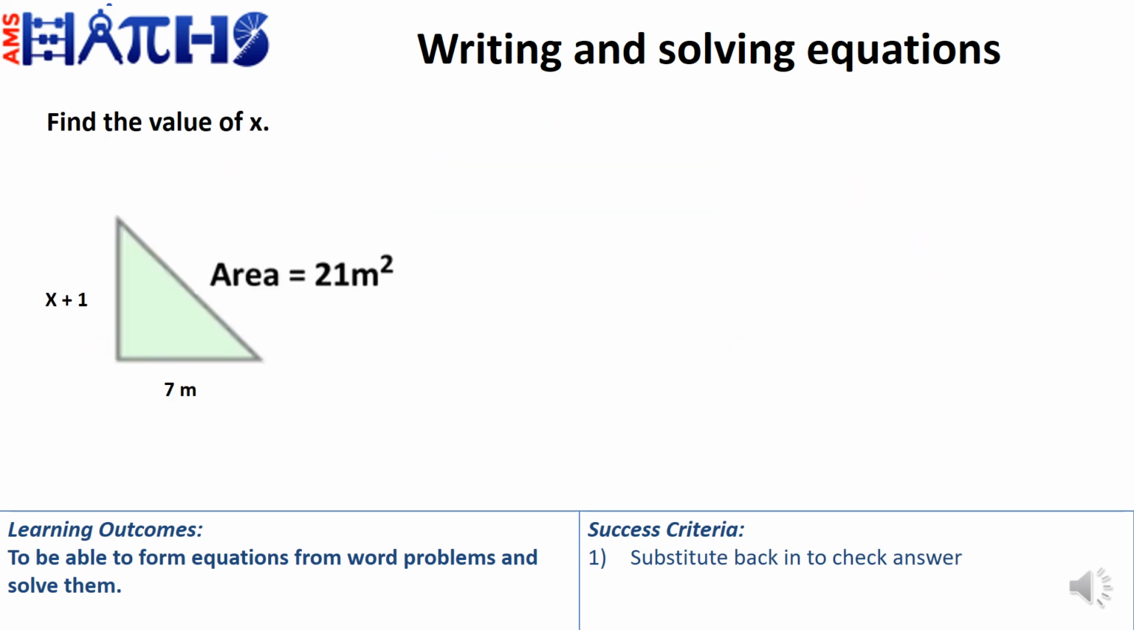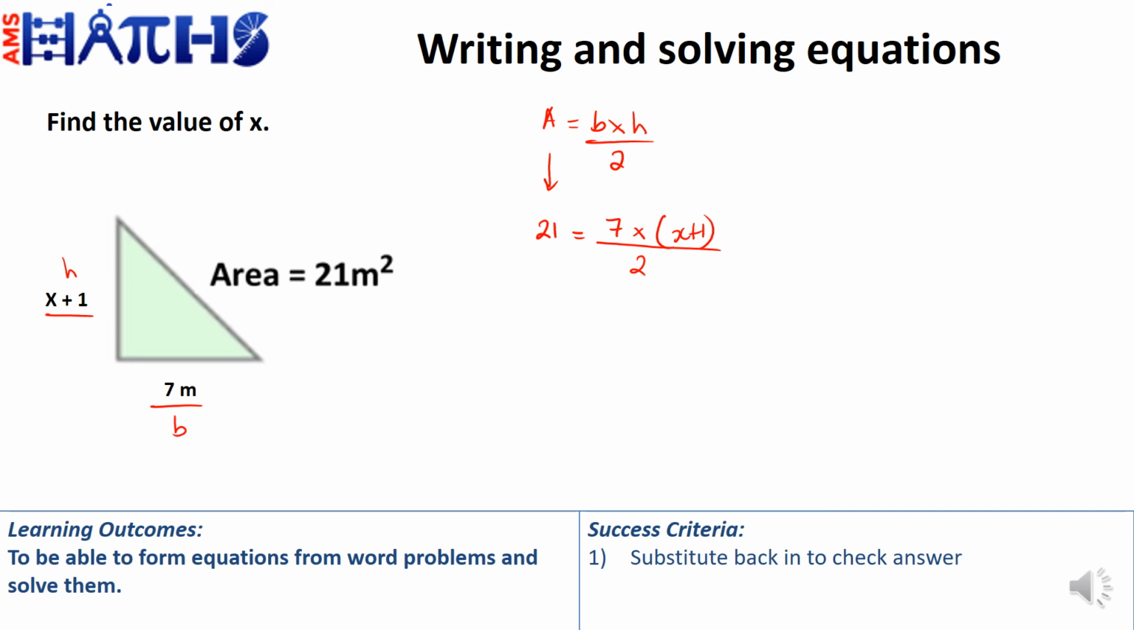Okay, here's another area problem, this time with the triangle. So we have to write down the formula for the area of the triangle: base times height divided by 2 is the area of the triangle. The height on our triangle is x plus 1, and the base is 7. We want to work out x, and x is in the height. So what we can do is substitute first. So the area is 21, the base is 7, and multiply by the height, which is x plus 1, and that's divided by 2 for the area of the triangle.